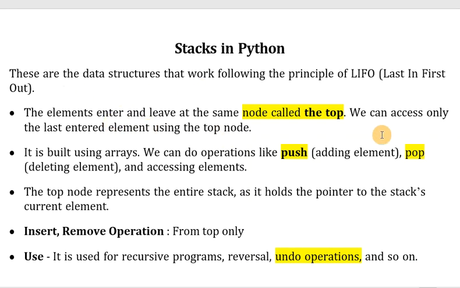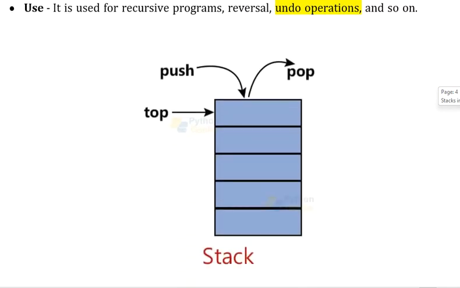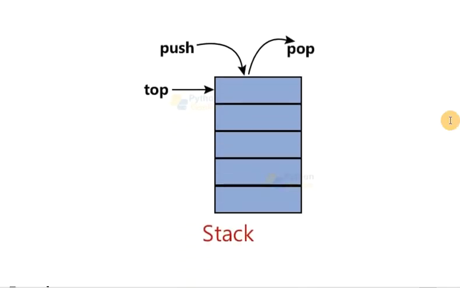There are a few terminologies we have to understand here. Let me show you the structure diagram first, then you can understand. This is a kind of stack. Whatever element we put on top of this stack is going to be removed first. Here you can see there are three terminologies: top, which is the top node, and push and pop.